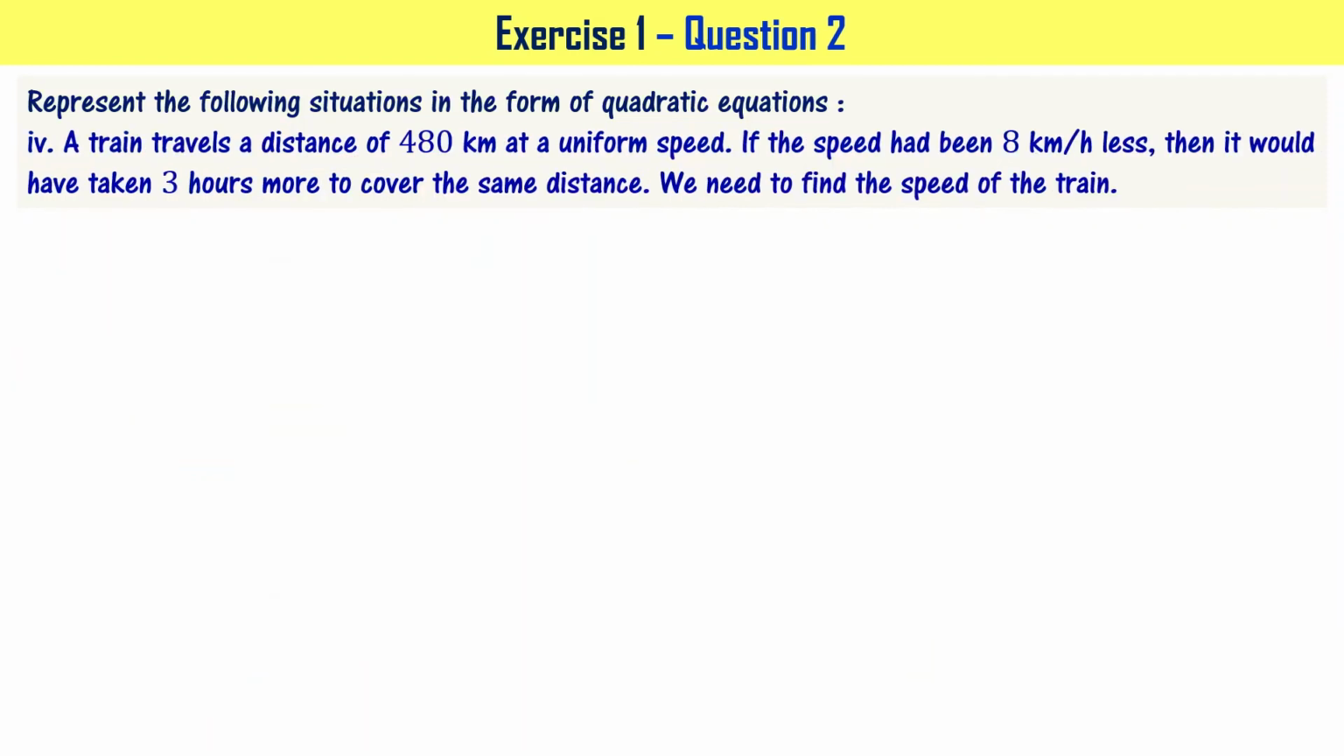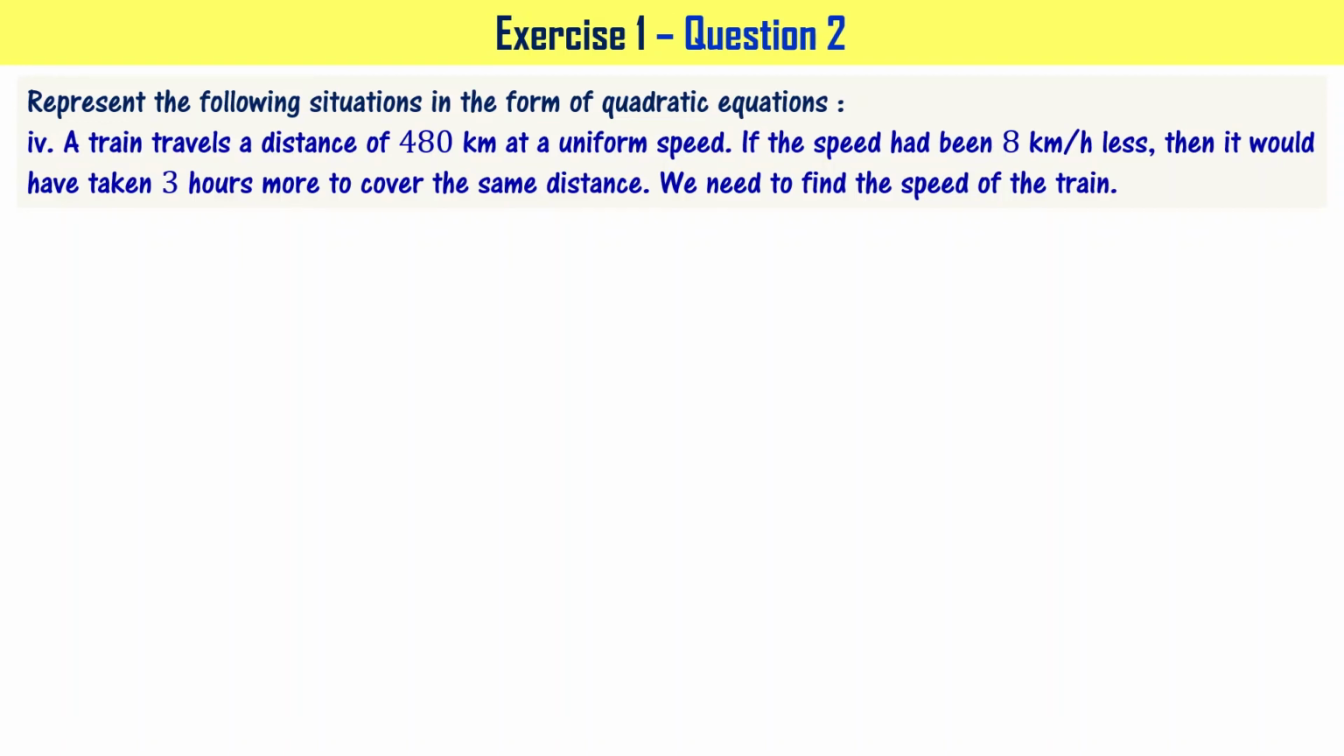Now let's look at the next part of the problem. A train travels a distance of 480 kilometers at a uniform speed. It means all these 480 kilometers, it is going at only one speed. The speed is not changing. That is important point to be noted.